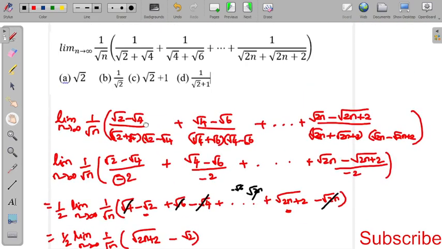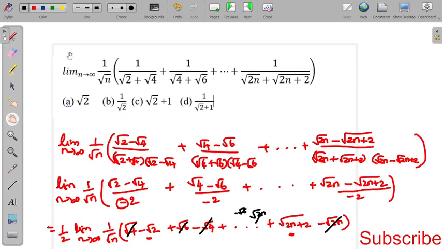So option B is the right answer. Option B, 1 by root 2, is the right option.